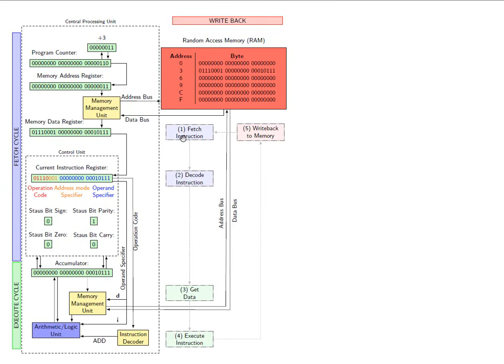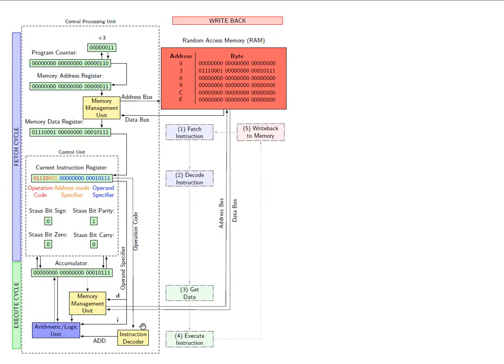So notice also here we had these 5 different phases, right? The fetch instruction was at the top here, then we decoded the instruction here, then we got the data, and then we executed the instruction. So that's where we are currently. Okay. So with all of this information, the ALU now is able to interact with the accumulator to be able to execute the instruction that needs to be executed.